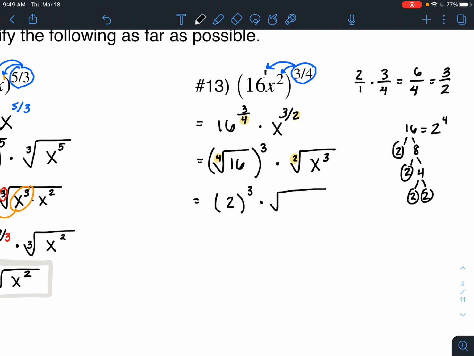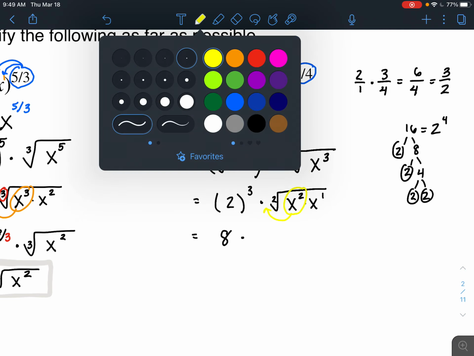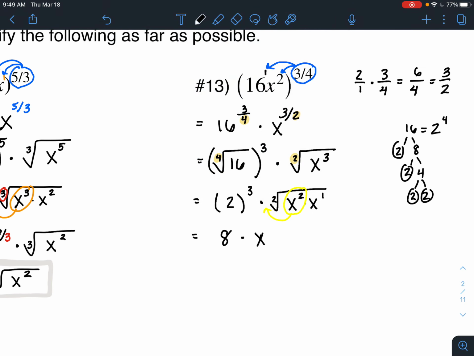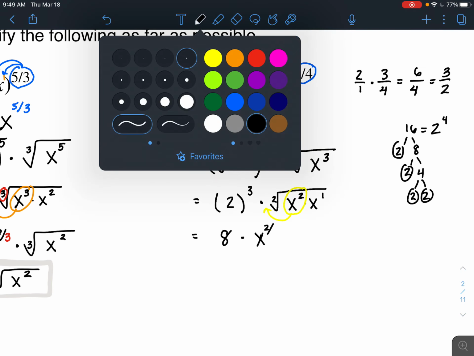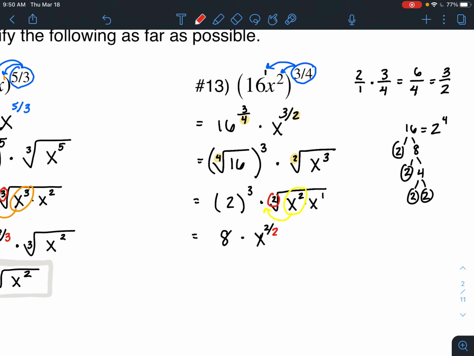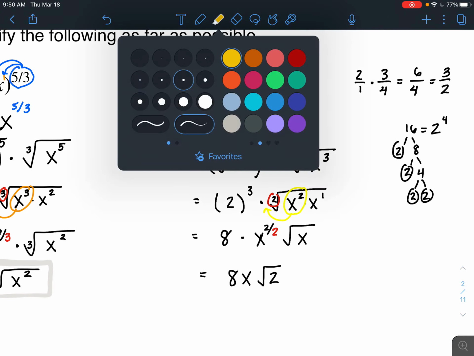And then I have a square root of x cubed, so I'm going to break it into x squared and x to the first. 2 cubed is 8, and then I can bring out x squared here. So I'm going to have x squared, and I'm going to divide by that index of 2. And then I still have an x left on the inside. So overall, I'm going to get 8x times the square root of x as my final answer.